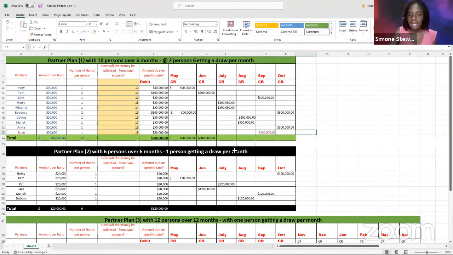Now, if you're noticing, guys, what you should have is that two persons are getting a draw per month, or one person decides to take theirs, and it must come back, it must balance out.